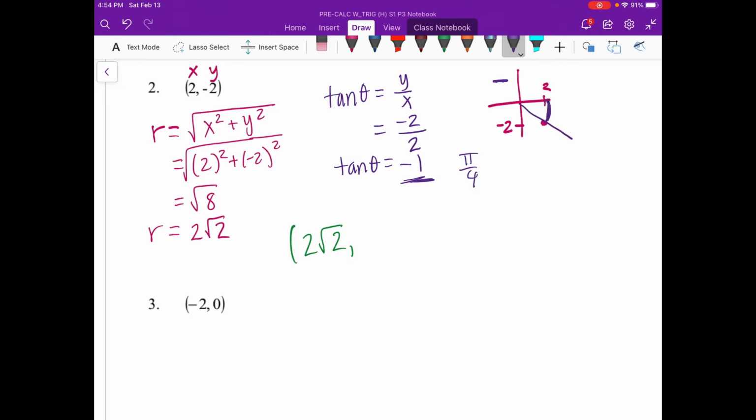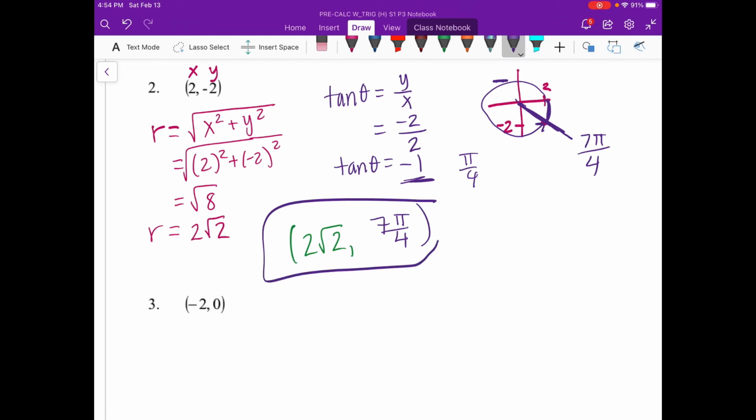And how would I write this if I went down to pi over 4, or all the way around, however you want to think of it? But this is going to be your pi over 4 reference angle. And so hopefully, now that you know your unit circle, this is going to be at 7 pi over 4. So that is your theta.